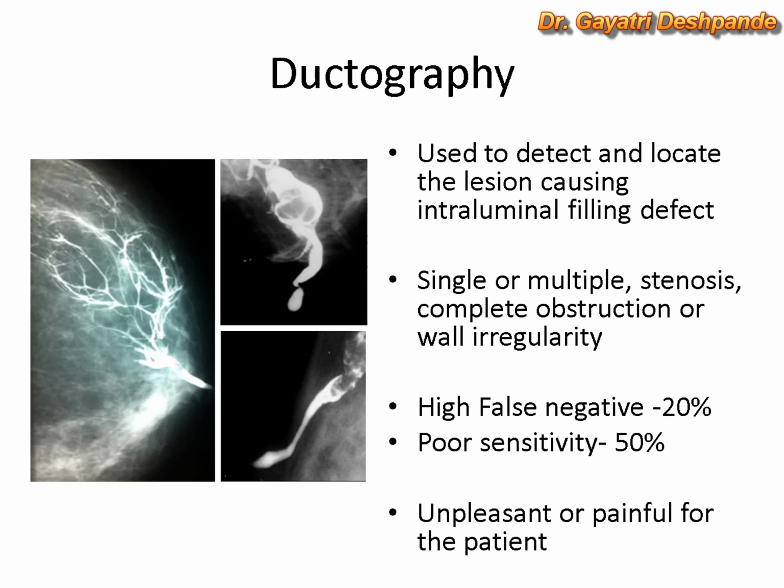A ductography can be used to detect and locate lesions causing intraluminal defect by injecting a dye through the nipple into the duct. It can detect a filling defect which can be involving a single duct or multiple ducts, or a stenotic lesion or a wall irregularity. However, it has a very high false negative rate of 20% and a poor sensitivity of 50%. This investigation is very unpleasant and painful for the patient and hence is not widely available all over.